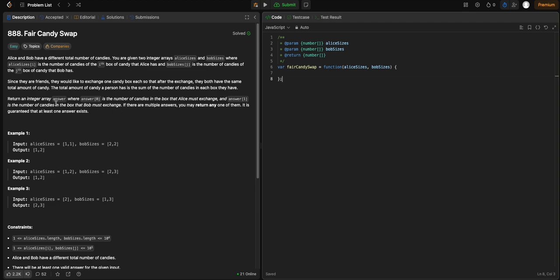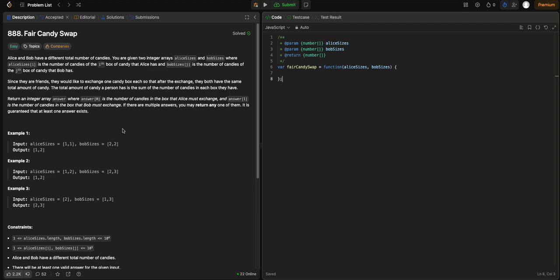Return the integer array answer, where answer 0 is the number of candies in the box that Alice must exchange, and answer 1 is the number of candies in the box that Bob must exchange. If there are multiple answers, you may return any one of them. It is guaranteed that at least one answer exists.